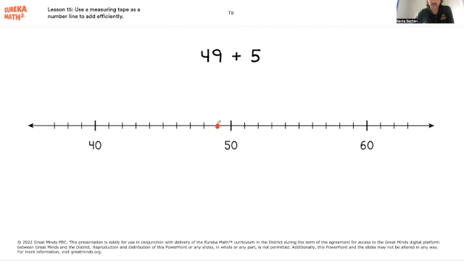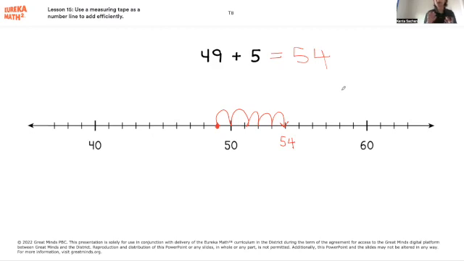And I'm going to count 5 from here. 1, 2, 3, 4, 5. And that is from 50, 51, 52, 53, 54. All right, so 49 plus 5 is equal to 54.